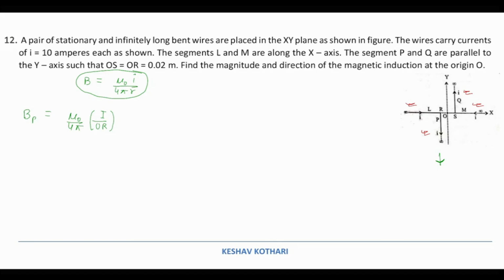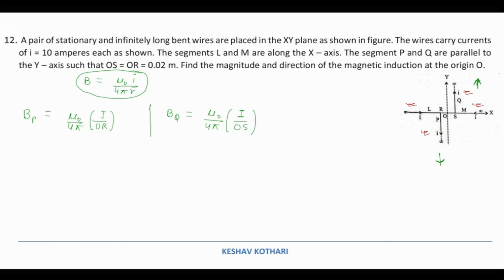And similarly, if we are writing the equation for the current carrying conductor Q, so the magnetic field due to Q can be written as mu naught upon 4 pi, the current which it is carrying, and the distance which is equal to OS. So this is also directed perpendicular to the screen, and it is towards us again. So again we can do the same sort of thing. We can place our right hand thumb in the direction of current carrying wire, and the palm will be pointing towards us at point O.